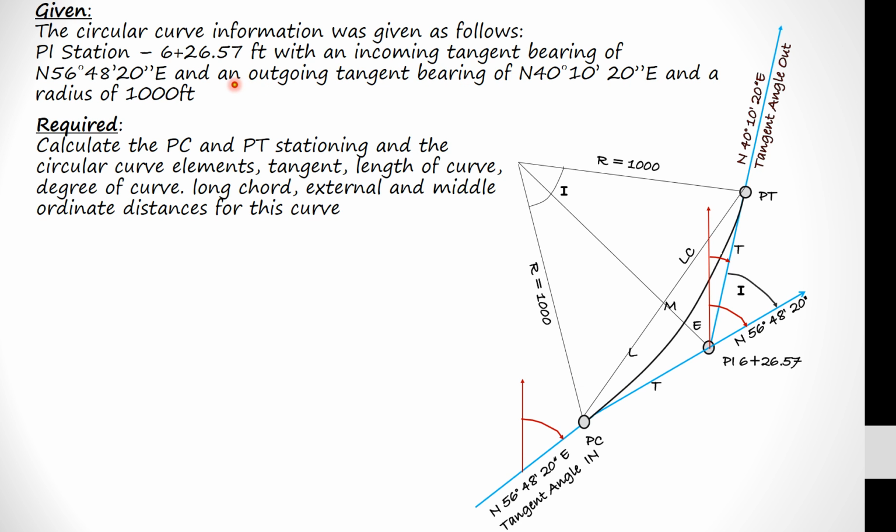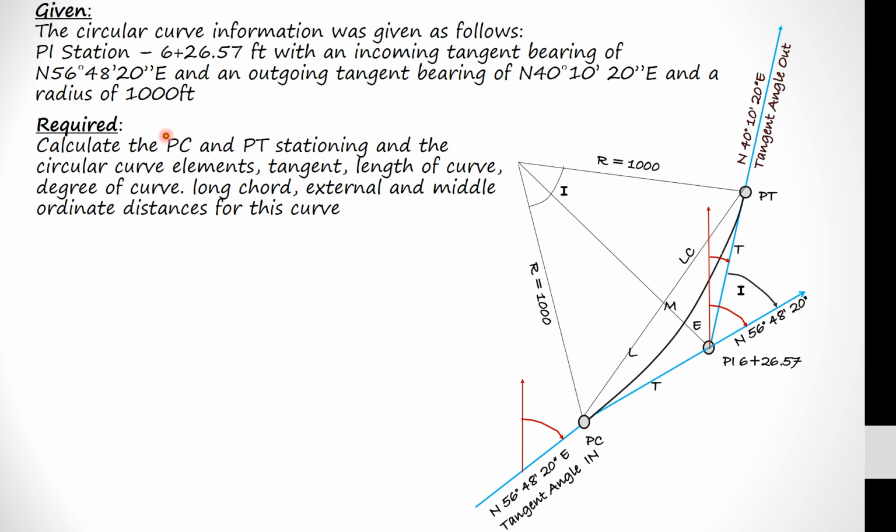Now, the tangent going out is a bearing of north 40 degrees, 10 minutes, and 20 seconds east. That means if I draw a straight line true north, that little angle here is my north 40 degrees, 10 minutes, 20 seconds east. So we've got a line coming in and a line coming out. The reason we'll need that is that it's going to tell us what this intersection angle is. So we have to do this a little bit differently than the last one.